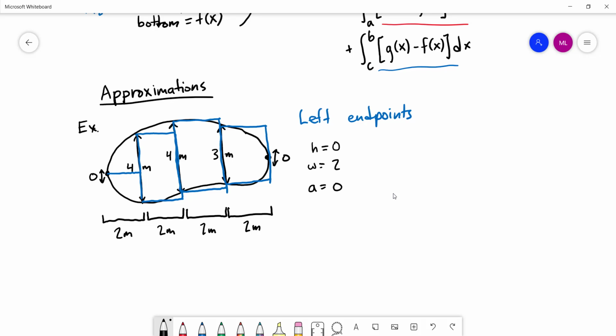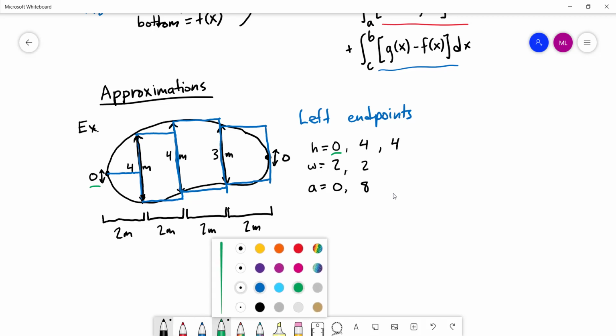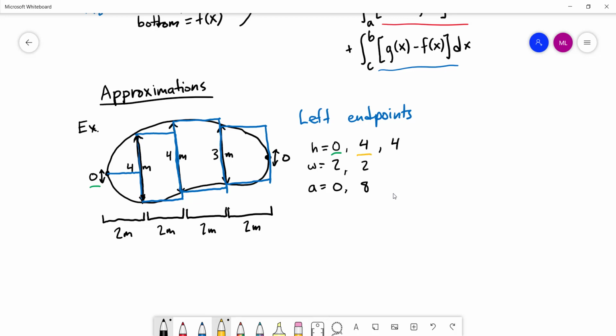So the next rectangle has, I'm just going to separate these lists with maybe commas. The next one has a height of 4, a width of 2, and that gives me an area of 8. The next one after that also had another height of 4. So where am I getting these? Again, all I'm doing is keeping track of these heights. So the first height was 0, so I can totally clear this. This 0 went with this 0. Let's get some more colors here. This 4 goes with this 4.